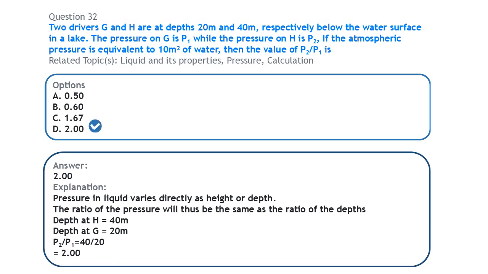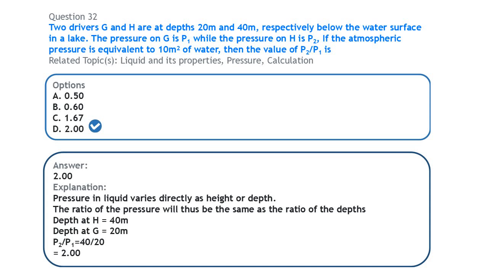Alright, so pressure varies directly as height or depth. The pressure in a liquid varies directly as the depth of that liquid, meaning the deeper you go inside that liquid, the greater the pressure. So the pressure at the bottom of the container containing the liquid is going to be greater than at any other part above it. So we can take the ratio of their height, since the density is the same and the acceleration due to gravity is the same.